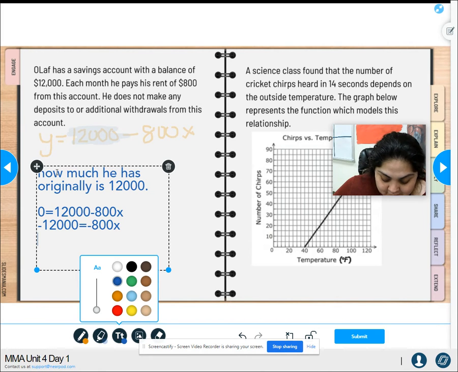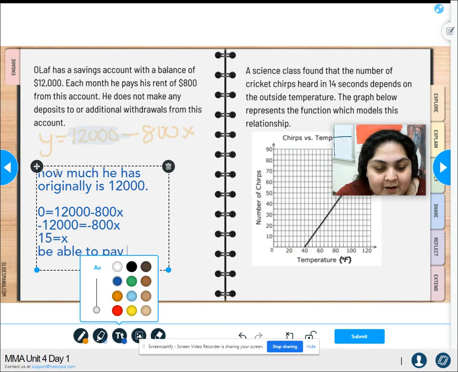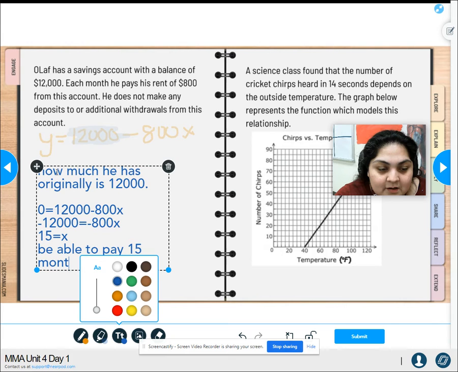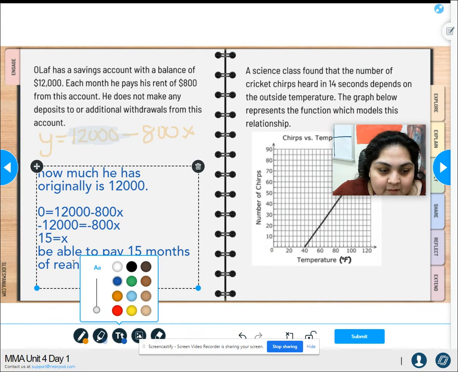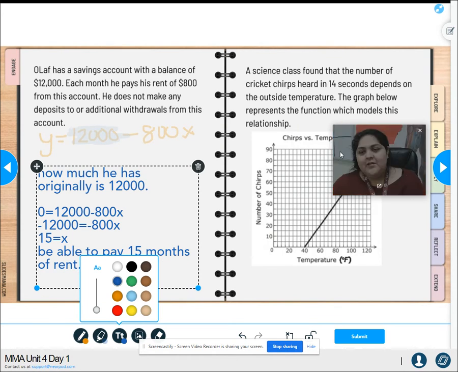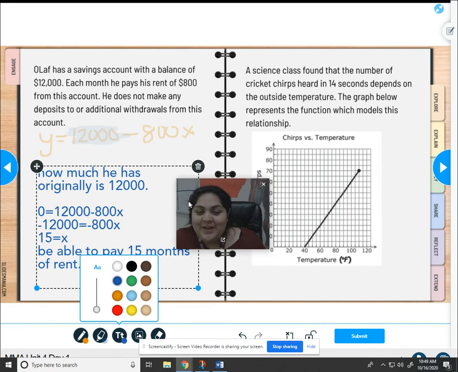And I know you're like, oh, these two are negatives. How are we going to end up getting a positive number? Well, you divide two negatives. Right? Divided by 800, 15. So 15 is equal to x. So he is only going to be able to pay 15 months of rent. Oh, sorry, I spelled rent wrong. Before he has zero money left. Okay? Zero money. So he has to do something to get money into his account.